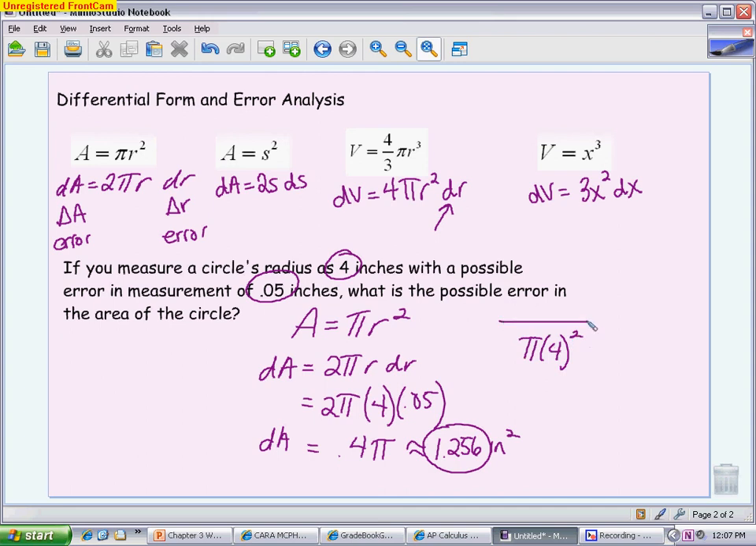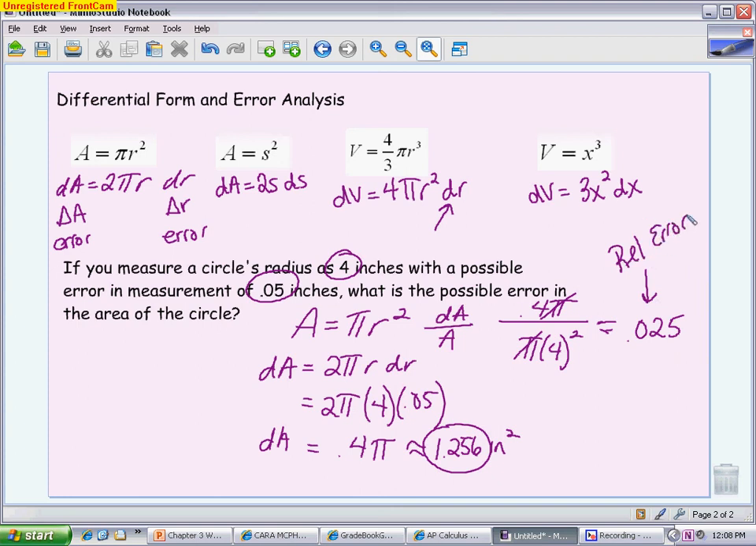I'm off by 0.4 pi. So if I take how much I'm off by divided by what the area would be if I was perfect, I get what's referred to as a relative error. It'll tell me basically how good did I do. Now, the pi's will cancel, which is why a lot of times it's easier just to leave it in the pi notation, but the decimal's fine. So I have 0.4 divided by 4 squared. I get 0.025. That's referred to as relative error. How good is it compared to what would be perfect?